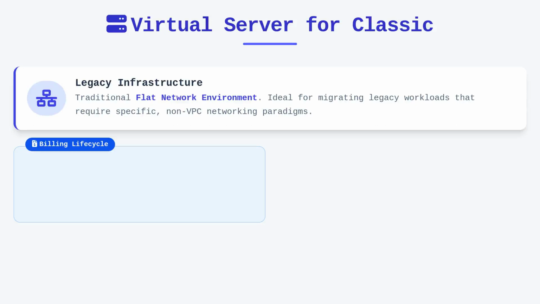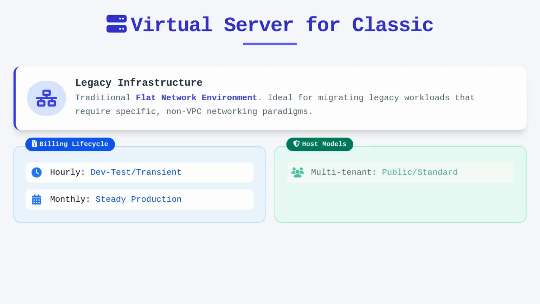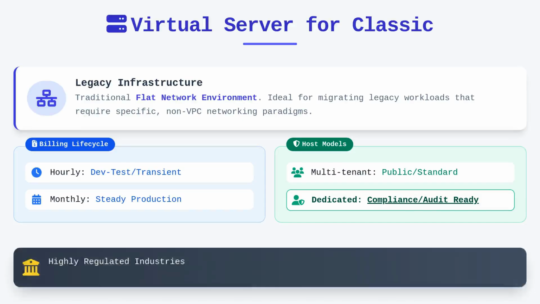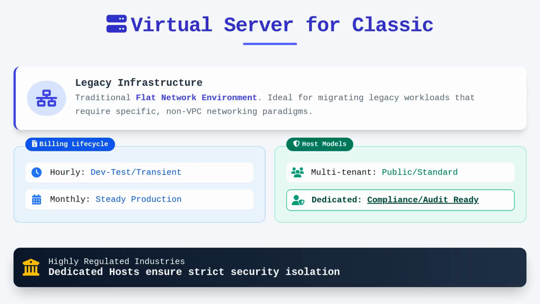The deployment lifecycle for these servers is quite flexible, allowing you to choose between hourly billing for transient dev test workloads or monthly billing for sustained, steady-state production environments. You have to be deliberate about your performance requirements here, as the choice between public, multi-tenant nodes and dedicated, single-tenant hosts can significantly impact your compliance posture. If you are operating in a highly regulated industry, the dedicated host model provides the isolation necessary to satisfy stringent security audits, even if it comes at a higher price point than standard multi-tenant compute.